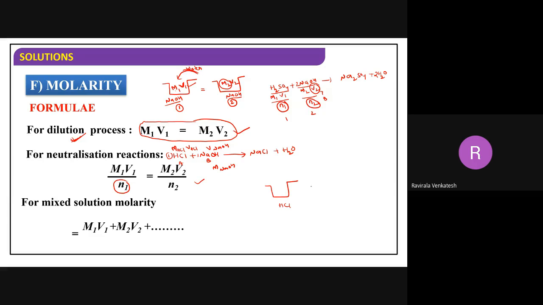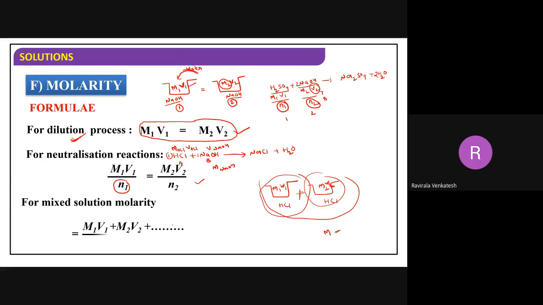HCl. Imagine HCl only. It is also HCl. It has M1 V1, and this has M2 V2. If I add these 2 solutions, both are HCl only, what is the resulting solution's molarity when I add these 2 solutions? What is the molarity of the resulting solution?